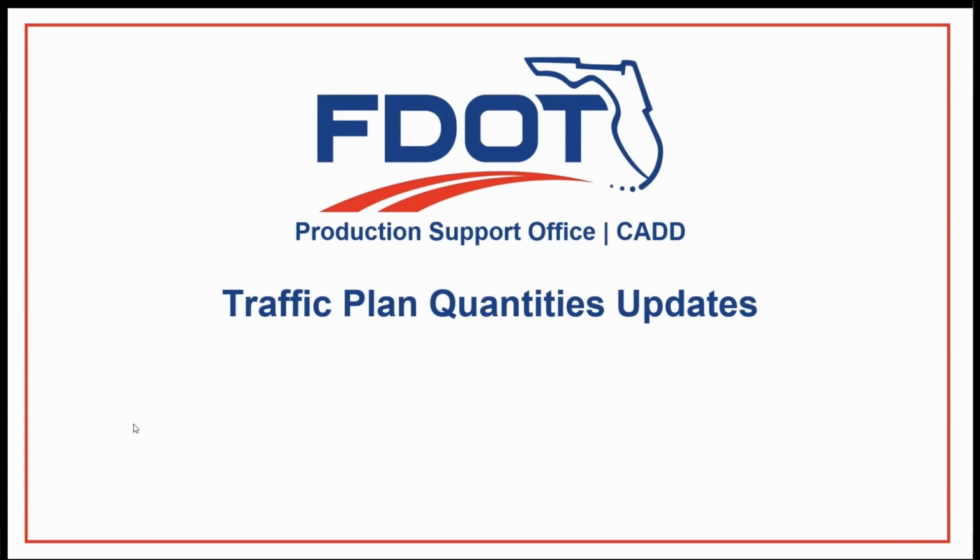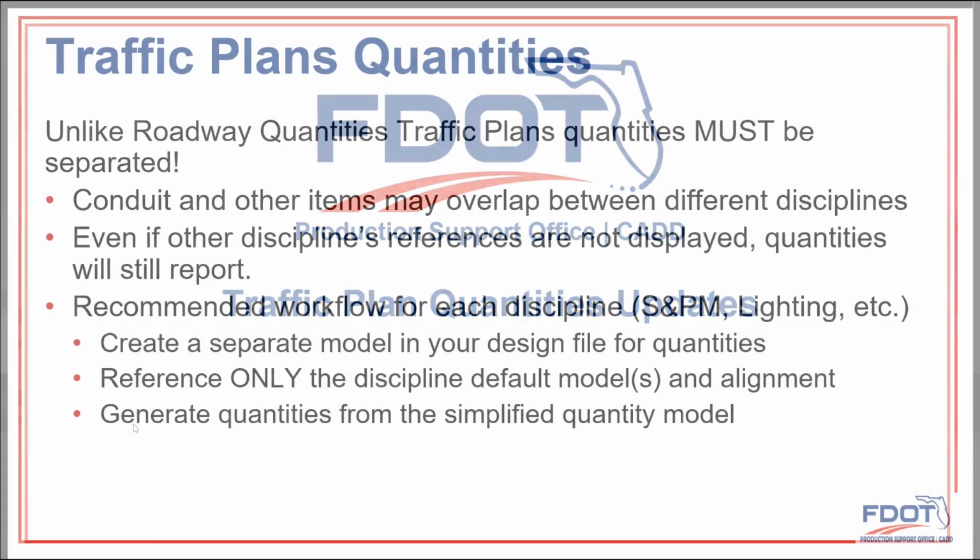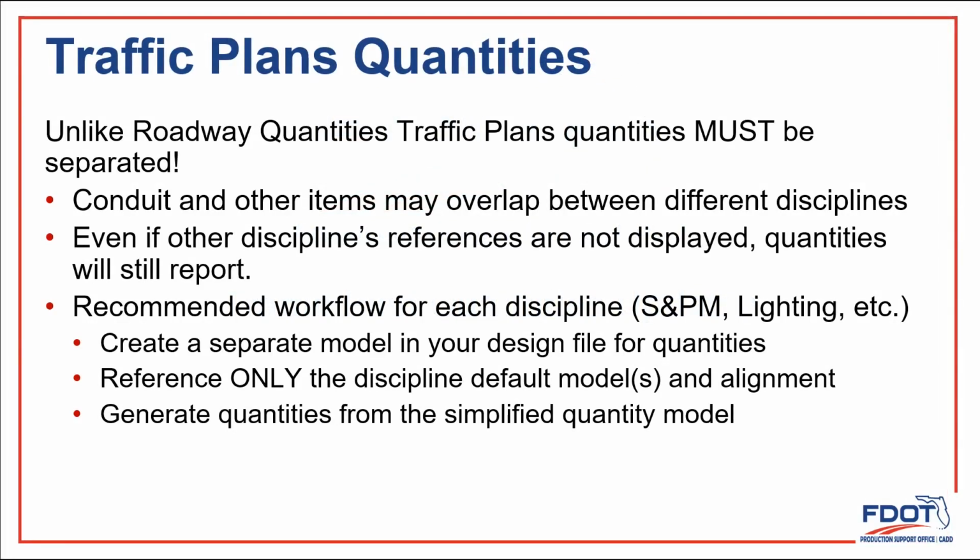So let's go to traffic plan quantities update. Unlike roadway quantities, traffic plan quantities must be separated. Conduit and other items may overlap between different disciplines. Even if other disciplines' references are not displayed, quantities will still report. The recommended workflow for each discipline, signing and pavement marking, lighting, etc., is to create a separate model in your design file for the quantities. Reference only the discipline default model and alignment, and then generate quantities from the simplified quantity model.